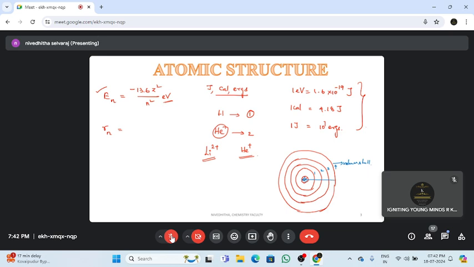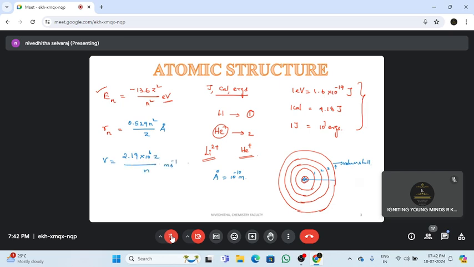And what is the formula to calculate the radius? It is 0.529 n square divided by Z angstrom. What is the value of angstrom? Angstrom is 10 power minus 10 meter, right? And we also have to know the formula to calculate the velocity of the electron. The formula is 2.19 into 10 power 6 Z by n meter per second.